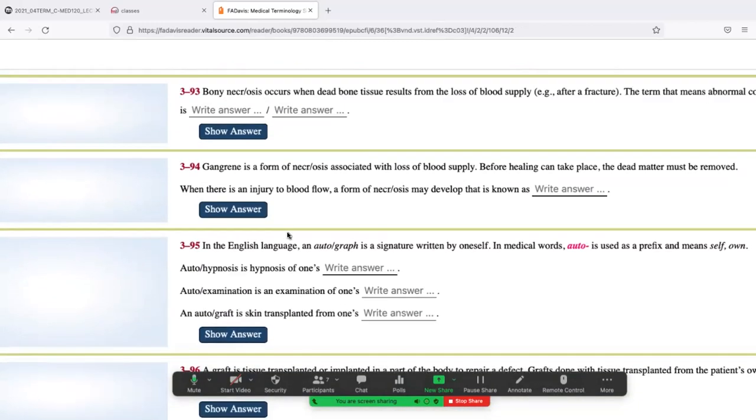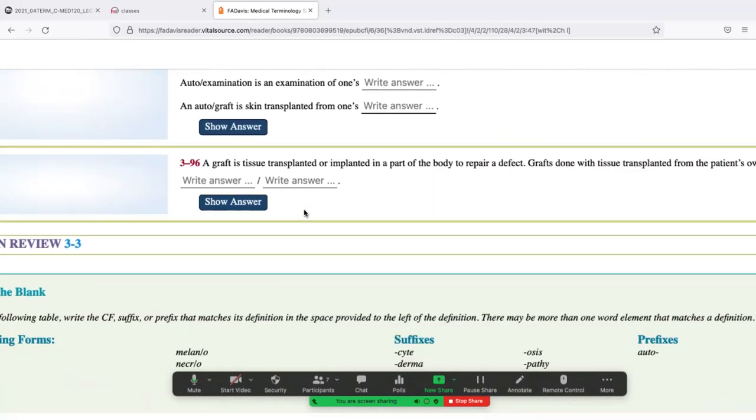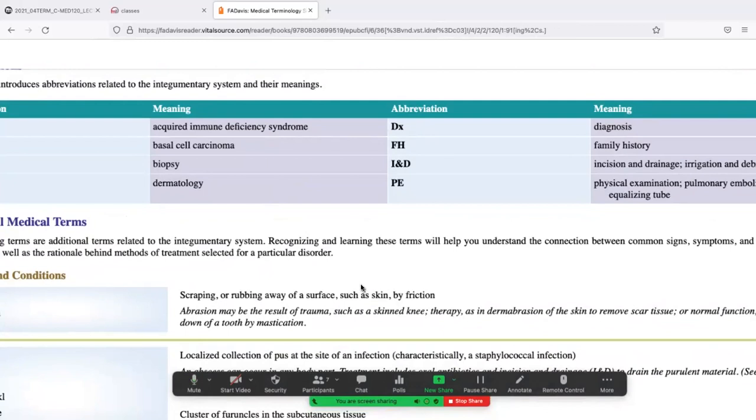I mentioned necrotic tissue, necrosis: osis, abnormal condition of; necro, death. Gangrene is a form of that. We want to try to prevent gangrene because that's the spreading of dead tissue, and that's no bueno in the Department of Surgery. Get very excited about that.